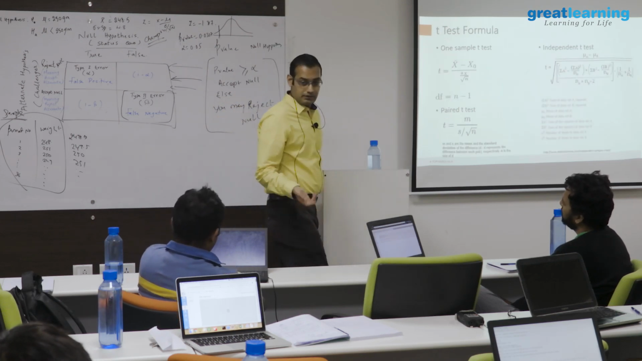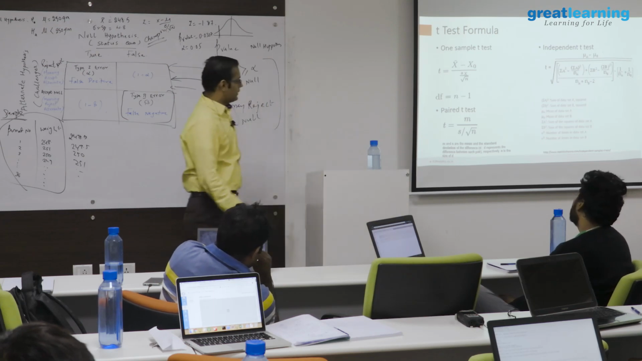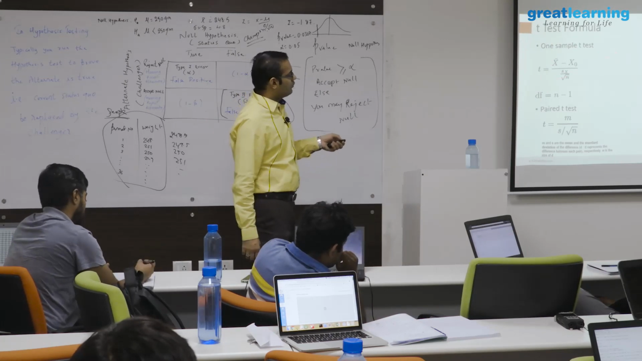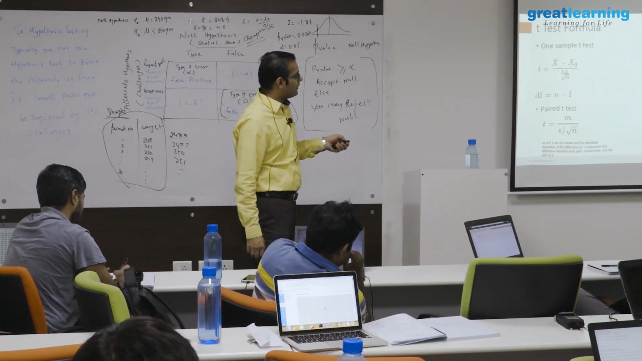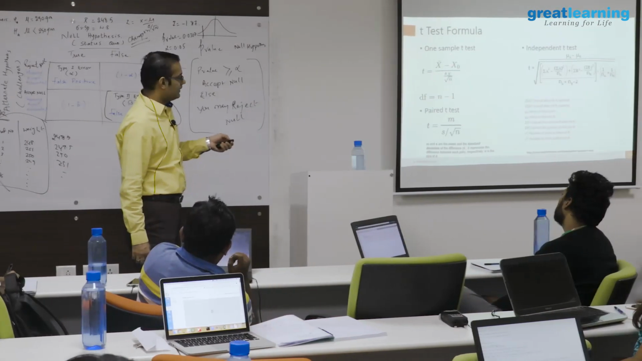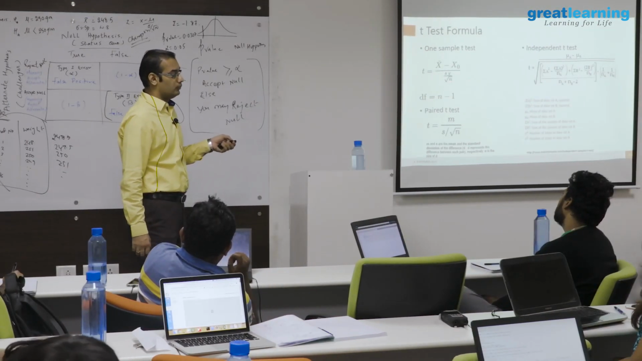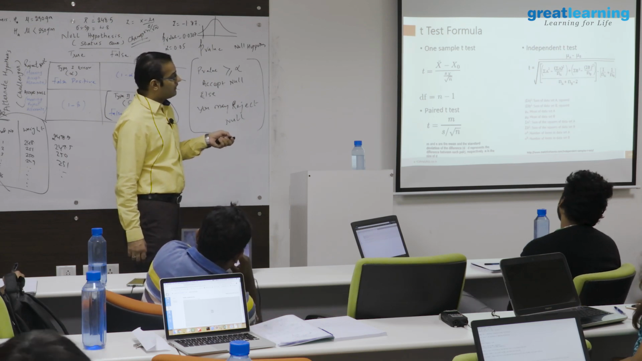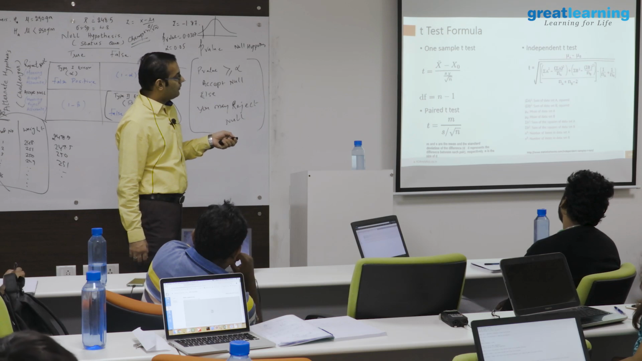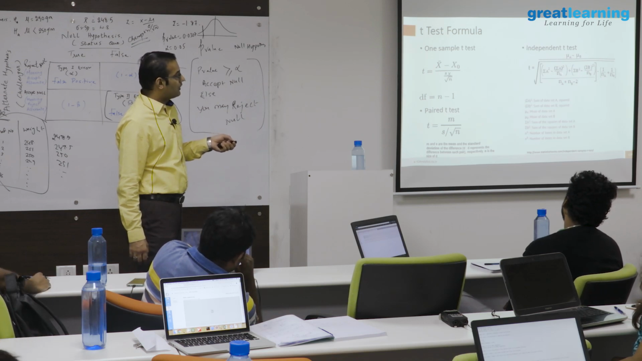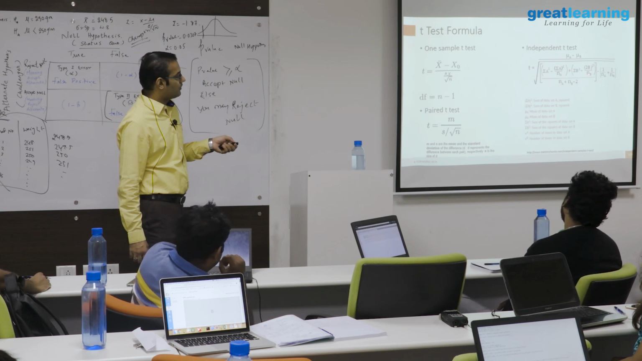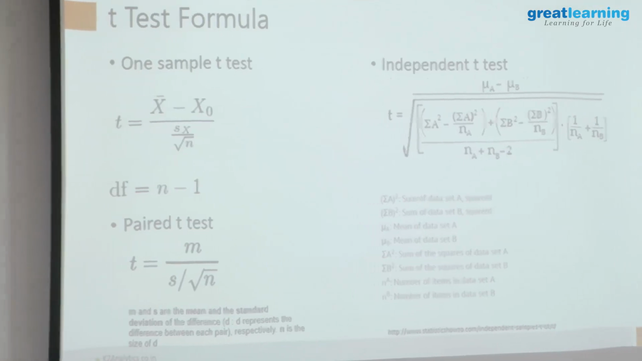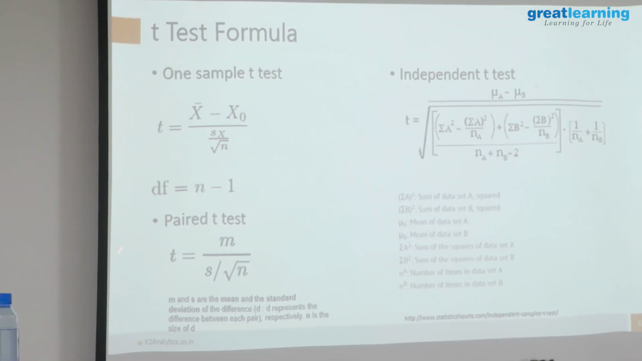And these are applications, right? So in a one sample test, the way you do it is x bar minus x naught divided by s, the standard deviation of the sample, over root n. That is going to give you a t value. Okay. In an unpaired t test, this is some complex formula where you have got the mean of A, the mean of B, the number of observations of A, the number of observations of B. Basically you have this entire complex formula and you compare the t value.